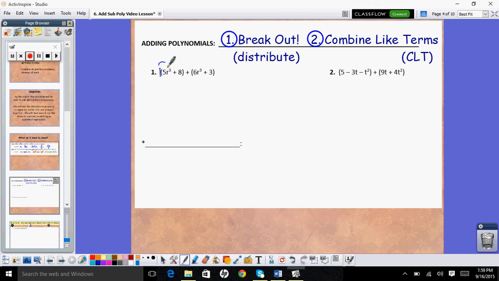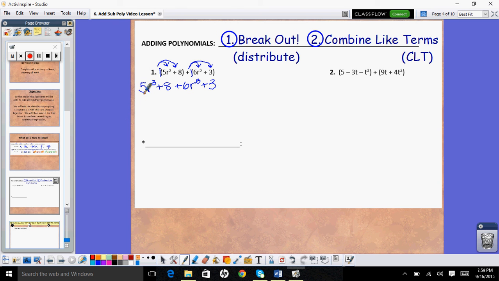If I distribute this 1 to lose the parentheses, I still have 5r cubed. If I distribute this 1 to the 8, I still have positive 8. I can do the same here. If I have a 1, which is positive 1, times 6r cubed, it is 6r cubed, and 1 times 3 remains 3. Now we can search for like terms.